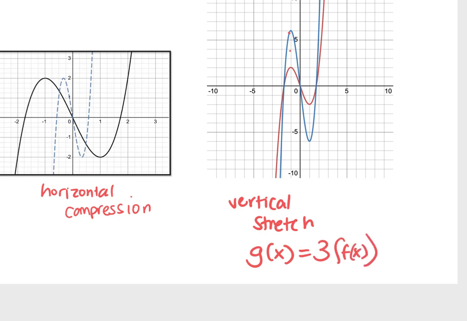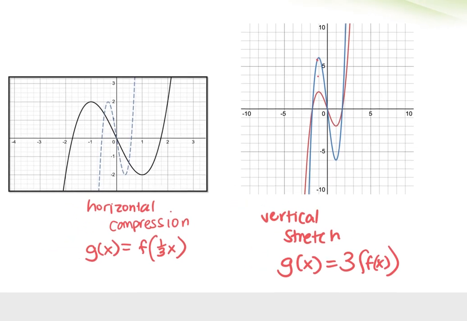Whereas the one on the left, it's going to be like a g of x equals f of 1/3 x. So it's happening inside and it's the reverse. The 1/3 would actually shrink it, whereas on the right, the 3 stretches it. Sure. Questions? Because we're going to put it all together.